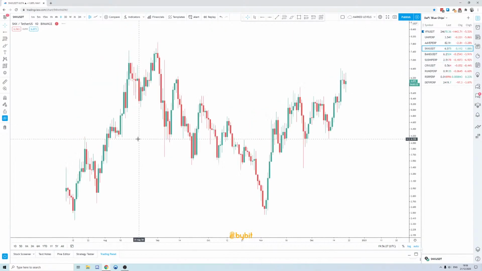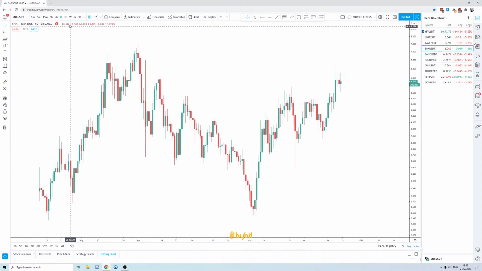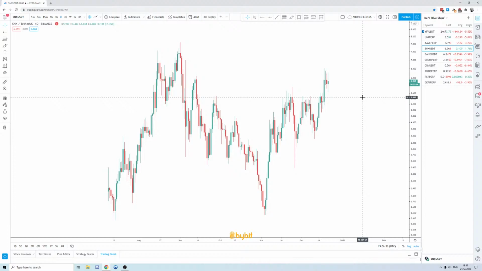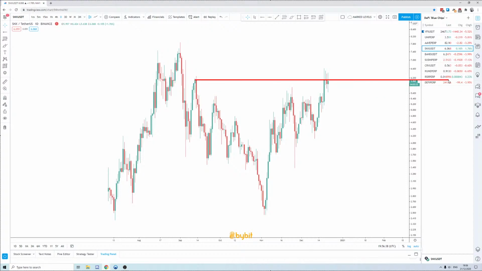No changes on Band. Same for SNX. Not a huge change. I mean, it's broken out recently, actually. That's not true. So here are a couple of levels for Synthetics. Immediate resistance is the highest close here, and then you've got the breakout level at $5.50.